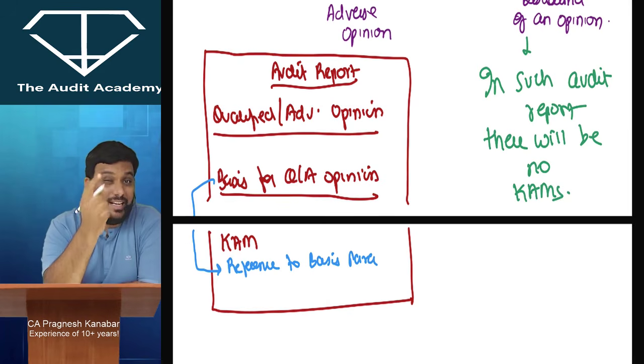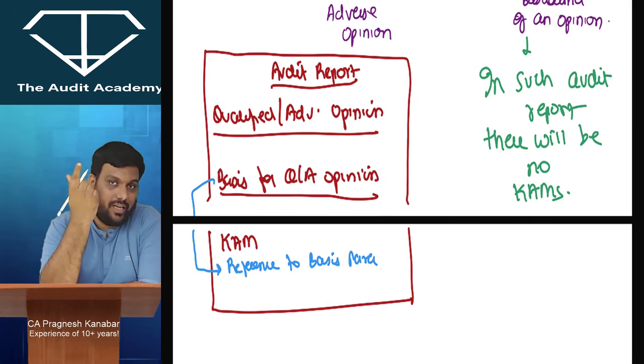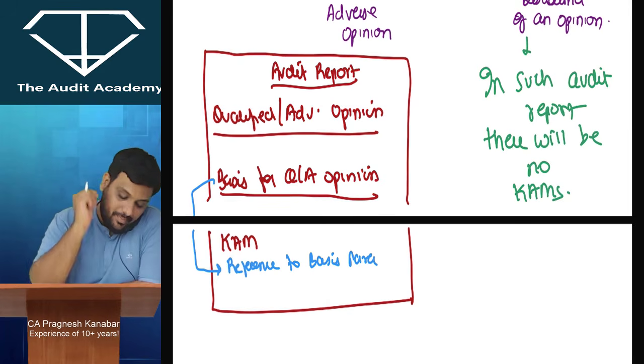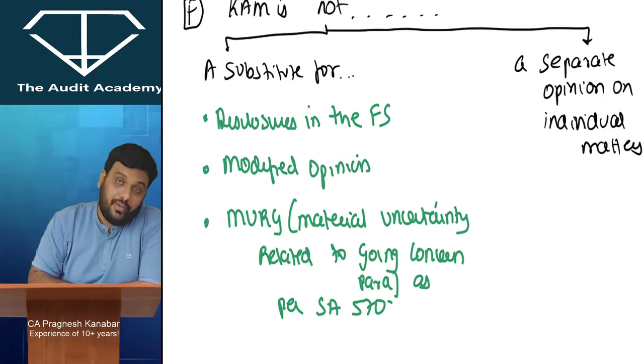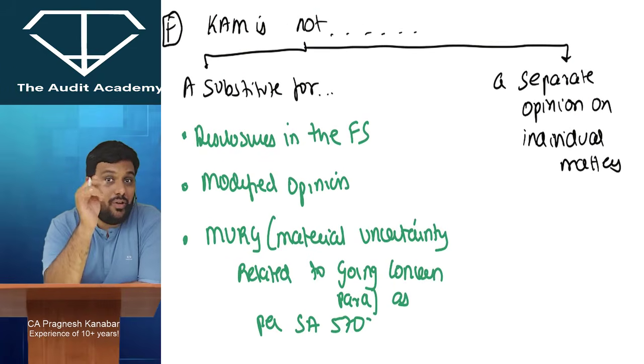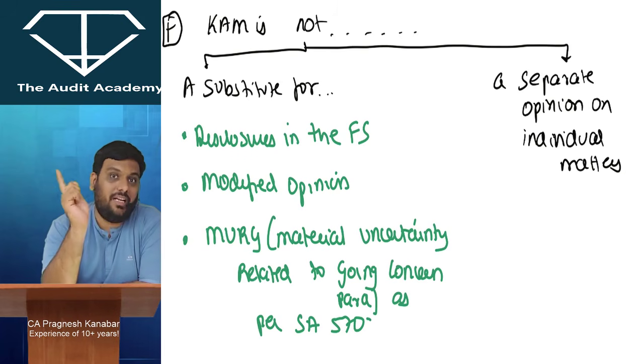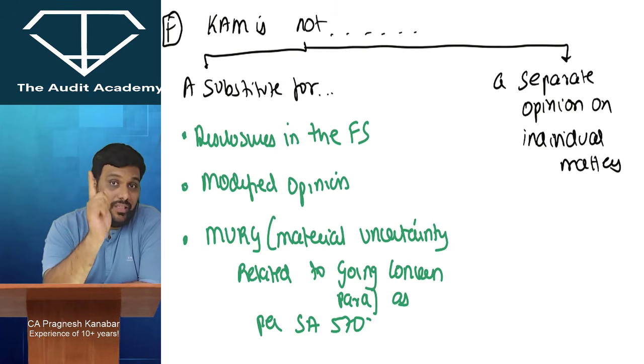For the students who have at least studied the subject once will be able to understand. And if you have not studied once, still wait, I will be able to connect. If there is a material uncertainty over going concern, which has been properly explained by the management in the notes to accounts, then there is a separate dedicated paragraph for that. And that is called the material uncertainty related to going concern paragraph.